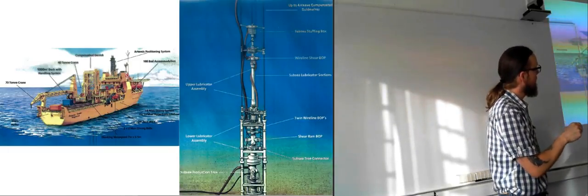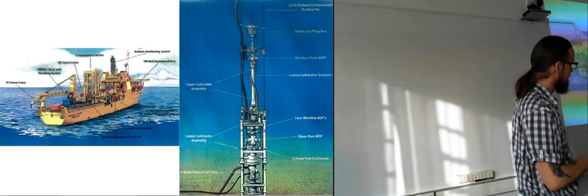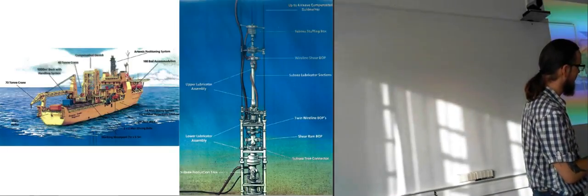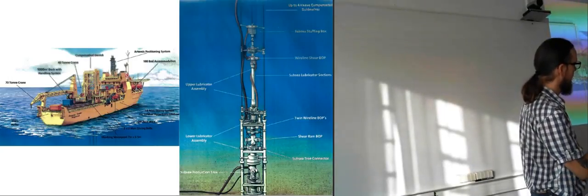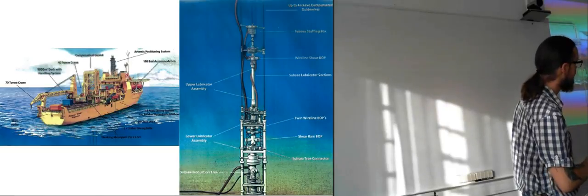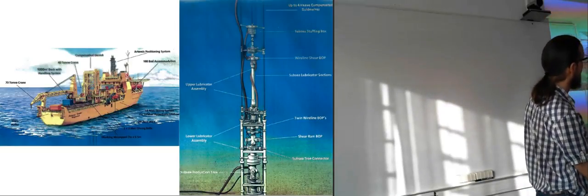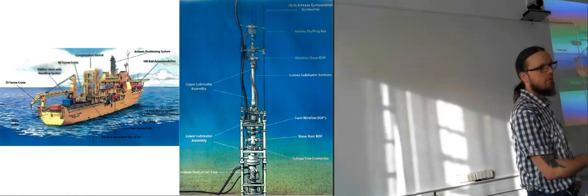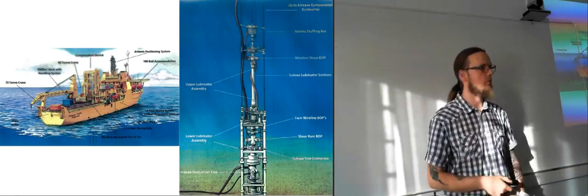Then we get to the part where it's being lowered down. Here we can see some of the stuff we already know. We have a Christmas tree at the bottom. Here they've put a blowout preventer on top of the Christmas tree. They're going to do some wireline work here, so they're going to enter the well with wireline equipment to work in it.